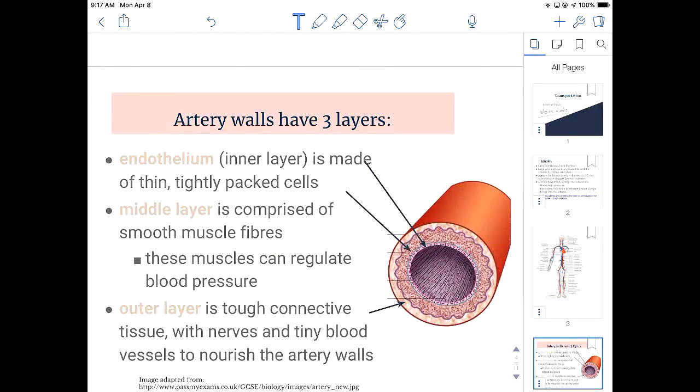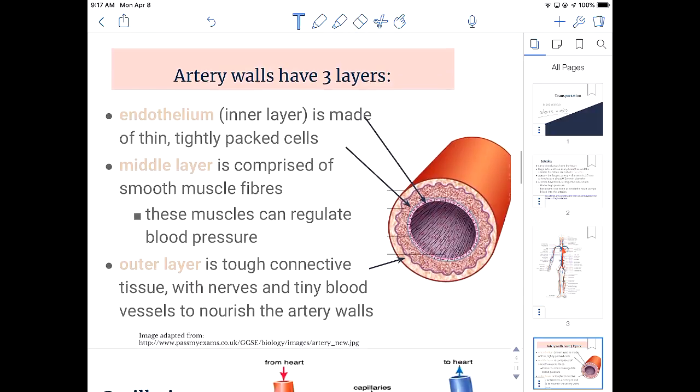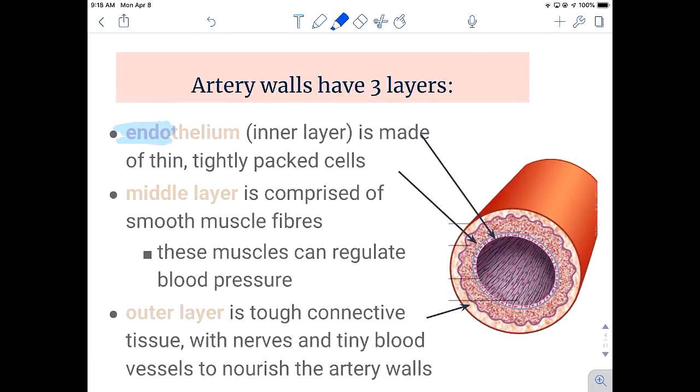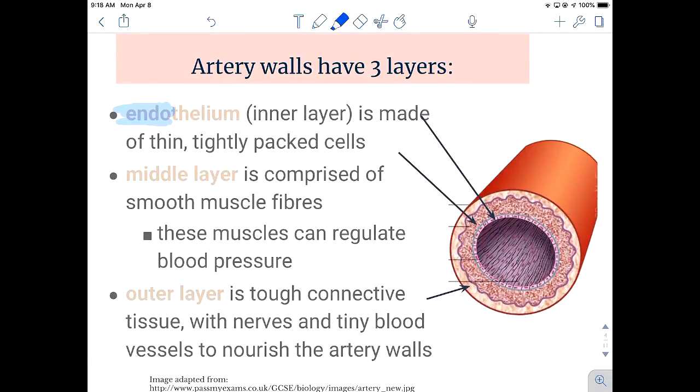Okay, so the artery walls have 3 layers to them. They have an endothelium. Endo is usually a word we use for inside. You'll see this appear in other courses in bio as well as chemistry. So endo is a prefix meaning inside. So endothelium is the inside layer, where we have these very tightly packed cells.